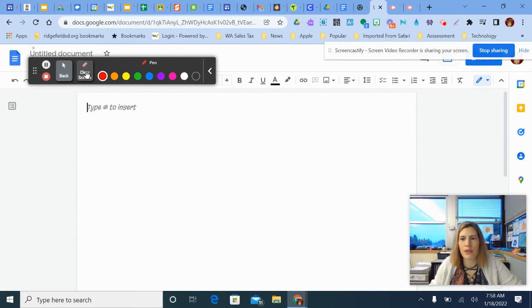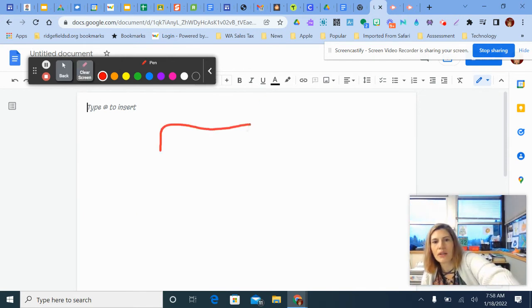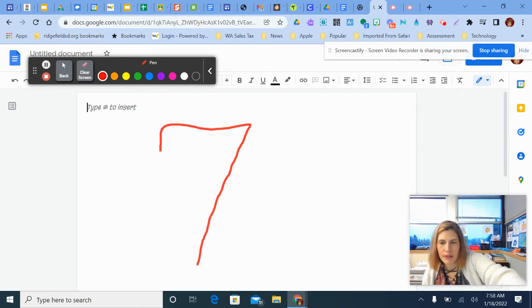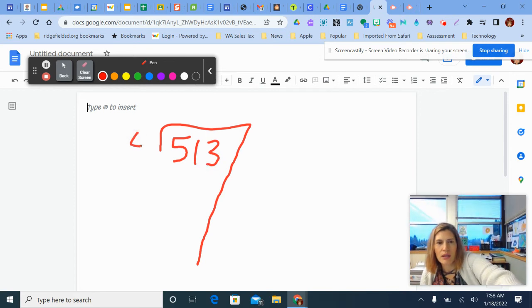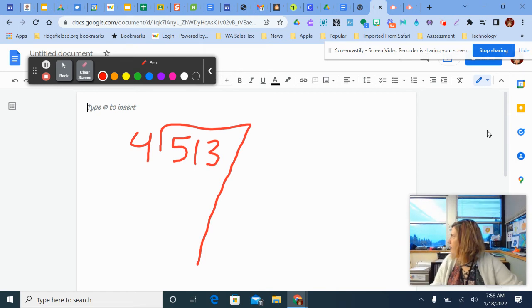Okay, let's try one more. So I'm going to clear this. Again, we'll make our 7. Let's do 513, and let's have the divisor as 4. Dividend is 513, and we'll find the quotient.